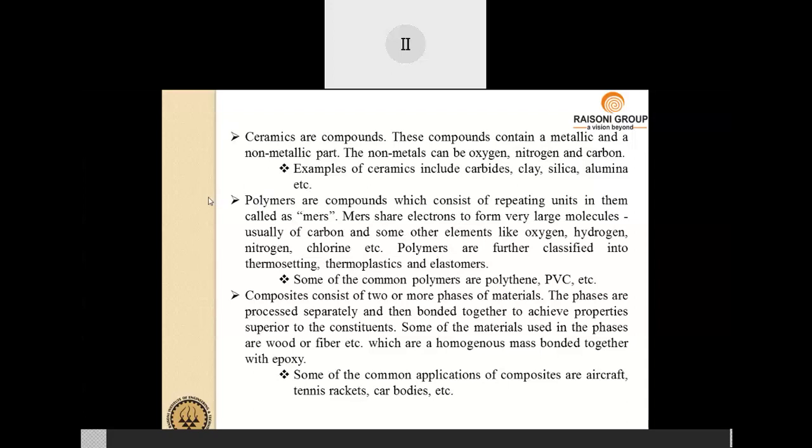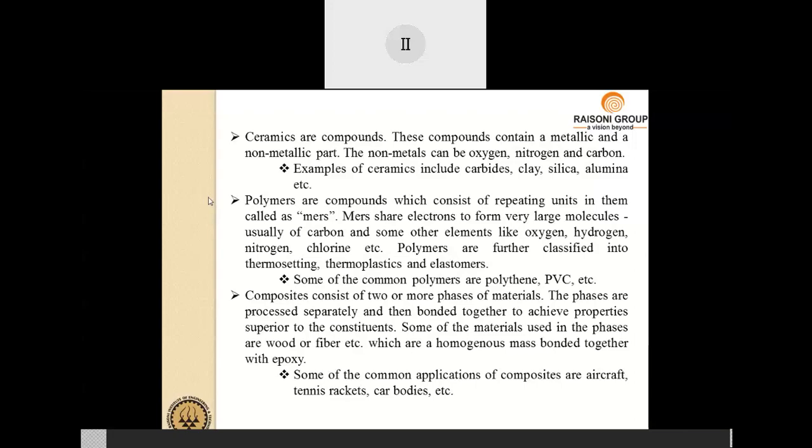Then next is polymers. So what is a polymer? Again, polymers are compounds which consist of repeating units in them, called mers. Repeating units, not a single unit, repeated. The units which are present there are repeated to make a special bond and to make a special type of material, a special type of compound, which is polymers. So polymers are compounds which consist of repeating units in them, called mers.